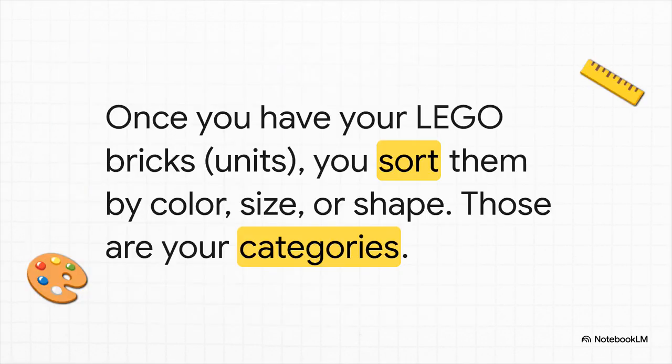And yep, we are back to our Legos. If the unit was a single brick, then the category is how you sort those bricks. Are you going to sort them by color, putting all the reds here, all the blues over there? Or maybe you'll sort them by shape, all the square ones together, all the long ones together. Those sorting rules, those are your categories.